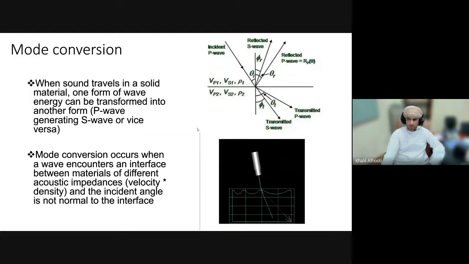We already discussed mode conversion. Mode conversion is basically this: whenever the energy hits the interface at an oblique angle, an angle which is not zero, if the incident wave is a P wave, we generate apart from the P wave also S waves. We generate reflected S and transmitted S. So if a P wave hits the interface, I get transmitted P, transmitted S, reflected P, and reflected S.